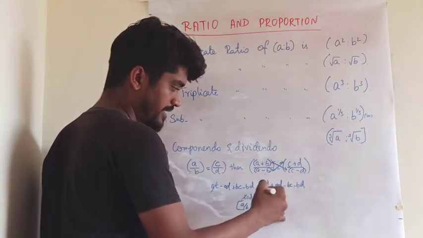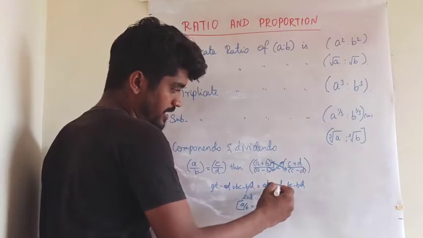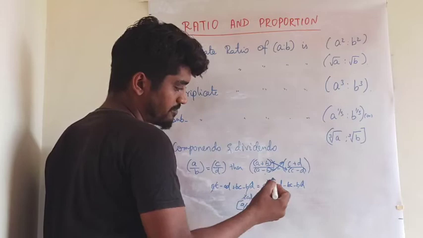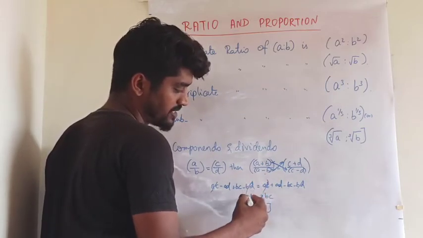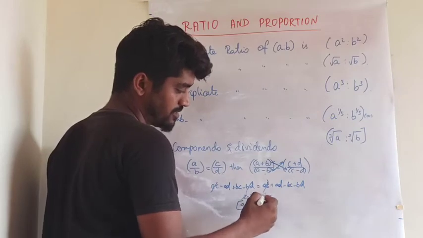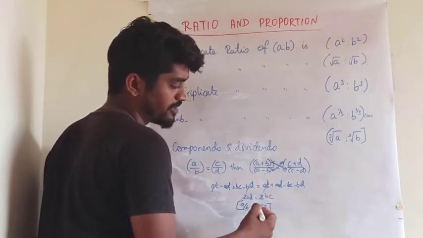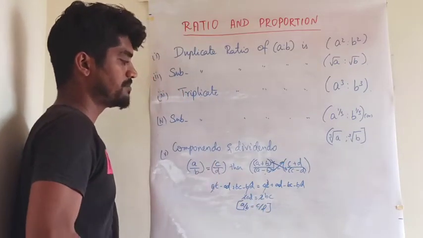Here BD and BD get cancelled. Here AD and AD: the AD comes on this side as 2AD and BC comes on this side as 2BC. So 2 and 2 get cancelled. AD is equal to BC. So B goes into the denominator and D goes into the denominator of C. So the value we get is A by B is equal to C by D.